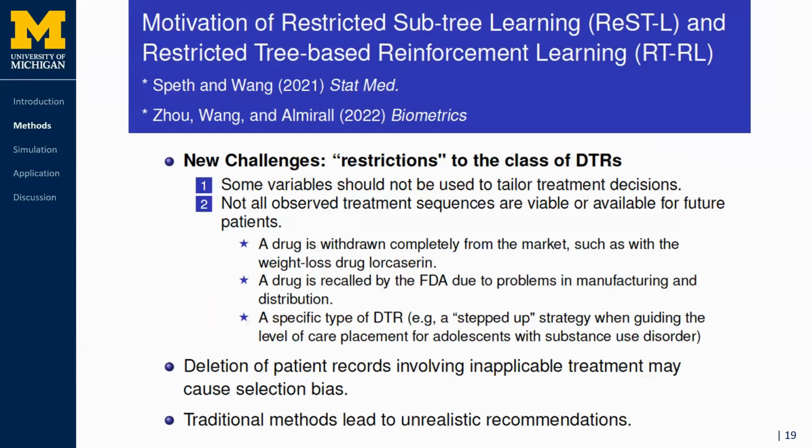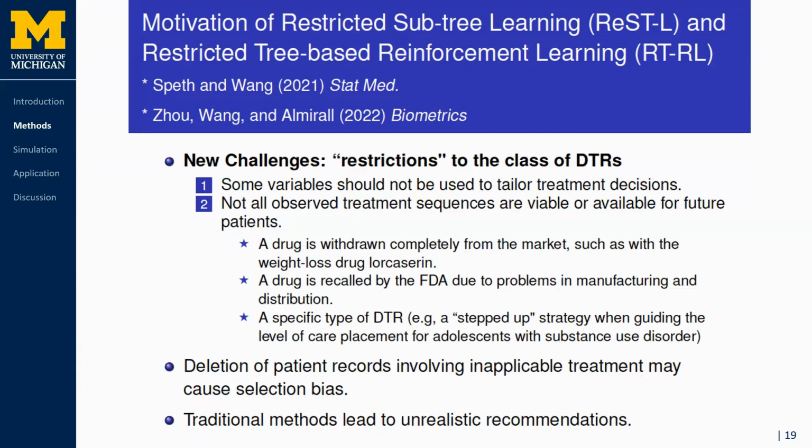And there are some new challenges when we start to collaborate with our people at medical school. Many of the time, they want to put some restrictions. For example, they want some variables not to be used to tailor your treatment decisions. Although in your observational data they are useful for decision making, for example, health insurance, you don't want the informed decision rule to depend on insurance. So some variables, you want to rule them out.